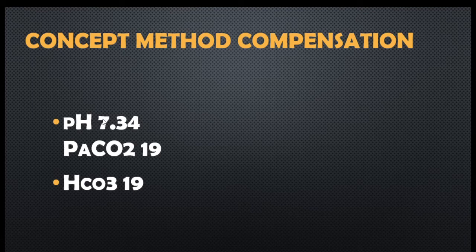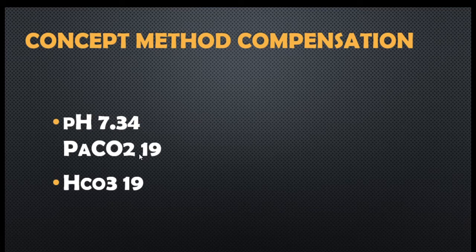Okay, but is there compensation? Yes, there is compensation because the value of your PaCO2 is abnormal. It is below the normal value, which is 35 to 45. The reason why the PaCO2 is decreasing is because it counteracts the blood pH level of 7.34.